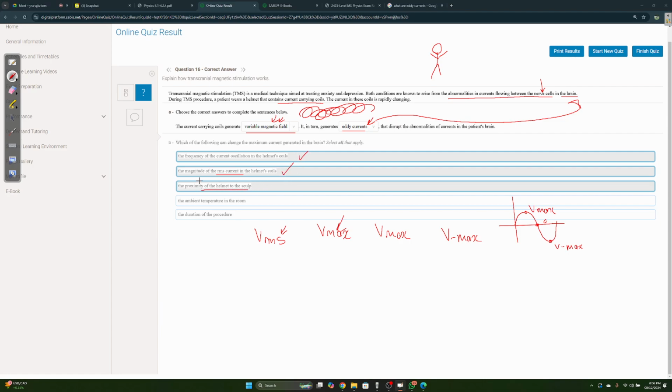The proximity of the helmet to the scalp. Proximity means distance, how far the helmet you're wearing is from the scalp, in other words, their head. Okay? Now we're trying to affect our brain.